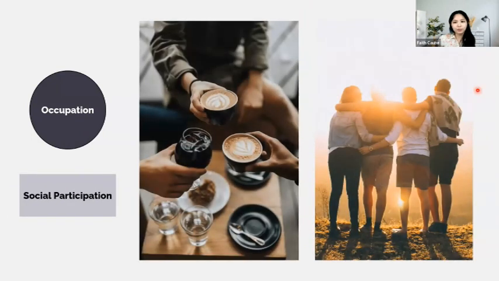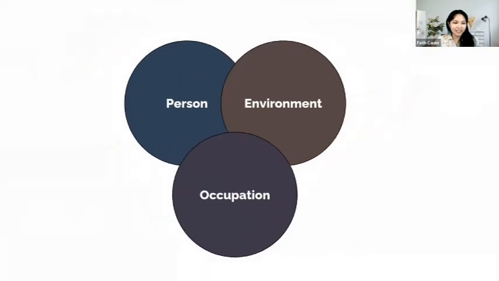And last, we have social participation. So these are activities that involve social interaction with others, including your friendships, your family relationships or intimate partner relationships, and your work relationships. So that's quite a lot, right? For an occupational therapist to look at. And that is a common reaction.